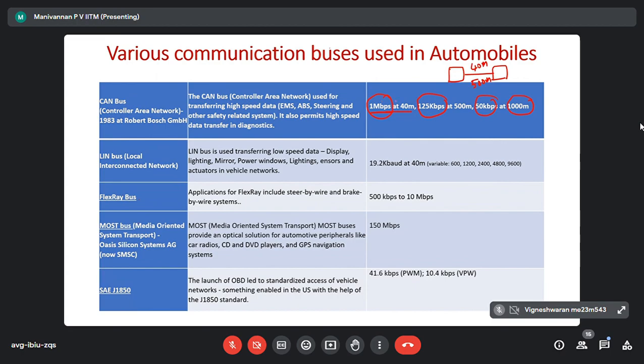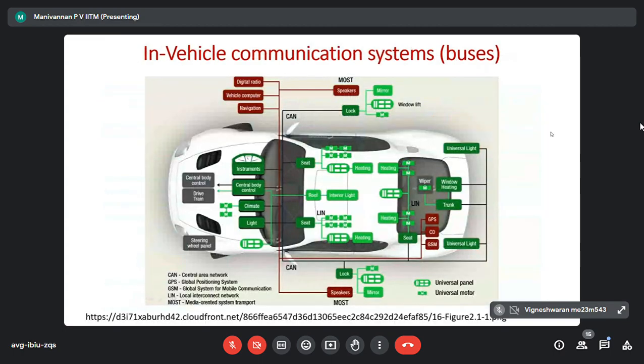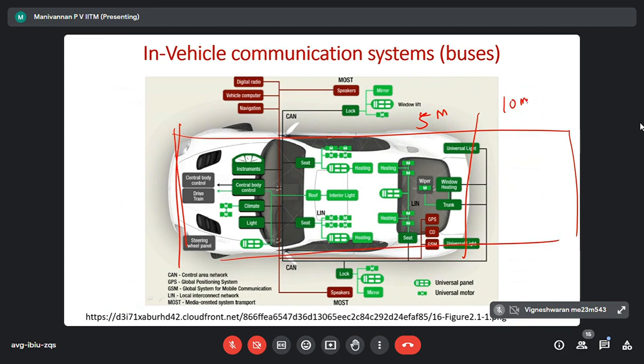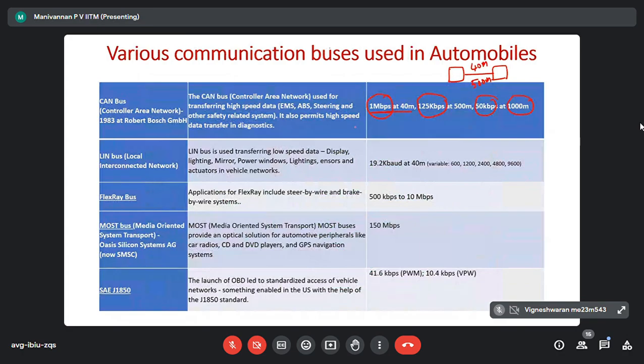But please note that inside a vehicle, what is the length of your vehicle? This total length may be 5 meters in the case of an SUV or luxury sedan. If it is a truck, maybe 10 or 15 meters long, not more than that. So you can transfer data inside the vehicle at 1 megabit per second, the maximum speed. That's what I'm trying to say, because it is used for in-vehicle communication. CAN bus is used for high-speed data.